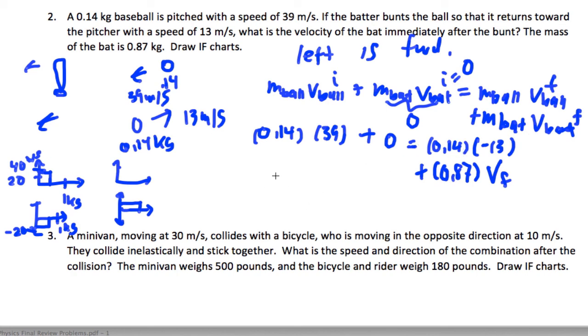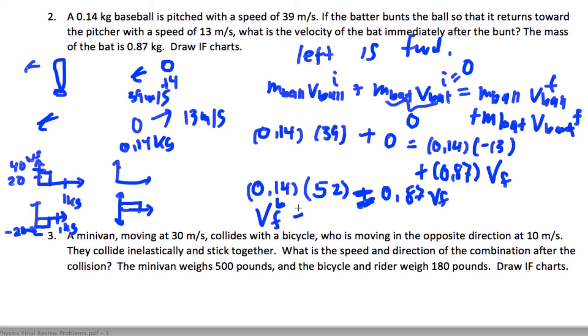And when we actually go ahead, let's just do a little bit of math. So we're going to have 0.14 times 39. When we bring the negative 13 term to the other side, that's actually going to be 52 here when you use the distributive property. I'm not going to do that math for you. You need to do that. And that's going to equal 0.87 VF. So now when we get VF of the bat, the answer that we're going to actually get is 8.37 meters per second. And that's the recoil speed.